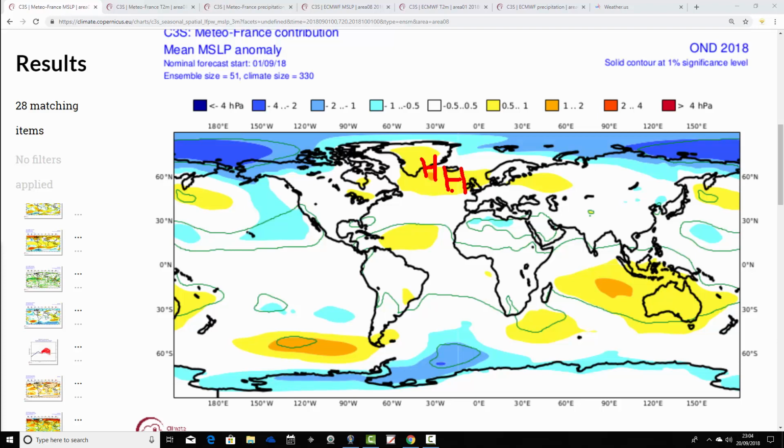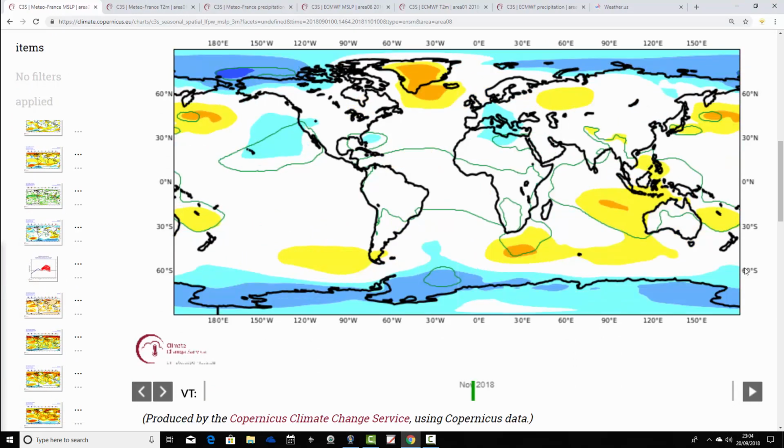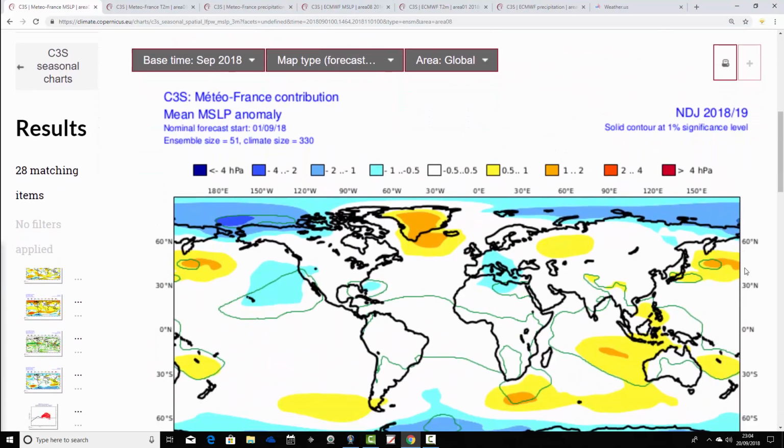Otherwise, not a lot else going on, but with high pressure out to the northwest of the country, you'll probably expect to be seeing the jet stream being on a little bit of a northwest to southeast trajectory here, possibly bringing cooler air into northern parts of the country in particular. Then we go through to the next tri-monthly period.